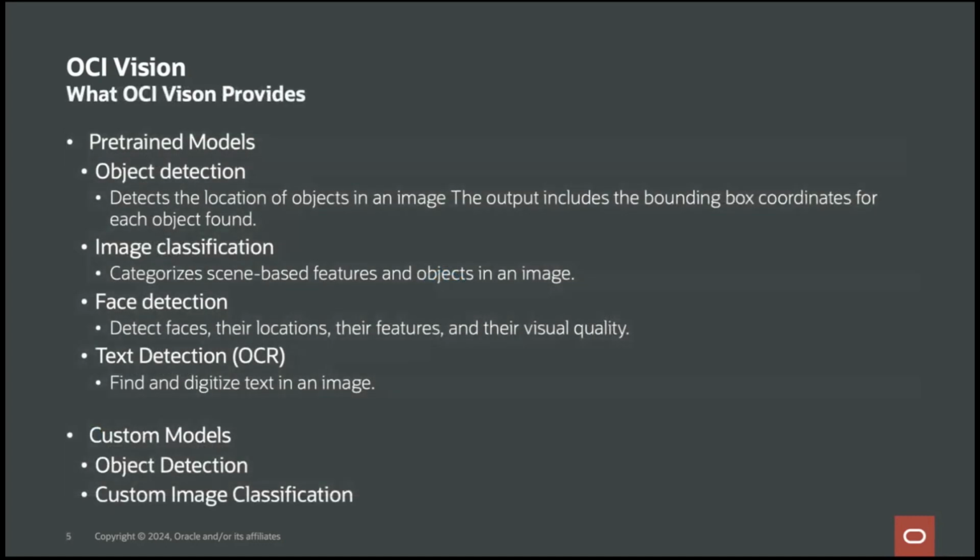We'll now look at what the OCI Vision service provides, which is nothing but our pre-trained models and our custom models. The first thing we're going to look at is the different varieties that we have in the pre-trained models. The first is object detection. Object detection detects the location of the various objects within an image. It will also give you a bounding box around all of the objects identified within that image.